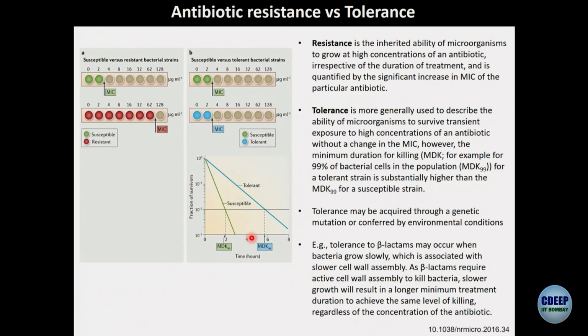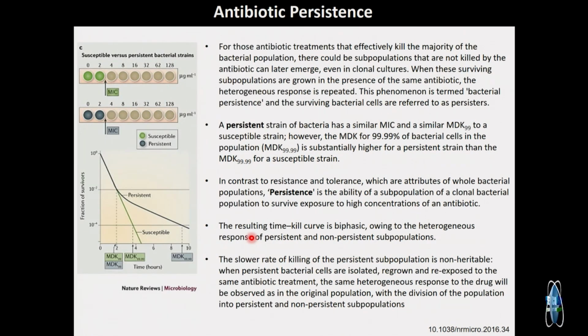And we said that this antibiotic tolerant population is heritable also, just like resistance, right? And then we introduced a new term, which is called antibiotic persistence. Persistence, we said, is similar to tolerance. Again, there is no change in the MIC, but there is also no change in the MDK99. The minimum duration to kill 99% of the bacteria in the population is exactly the same as that of the susceptible population. Only MDK99.99 is different, or higher. So you can imagine what a minimal small percentage is governing this particular phenotype or population. So this is not heritable.